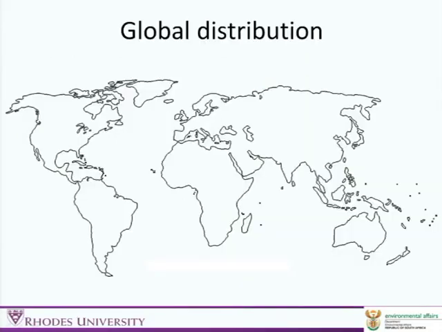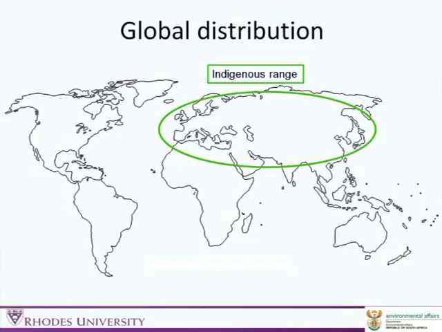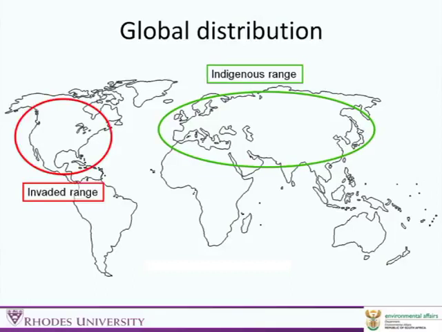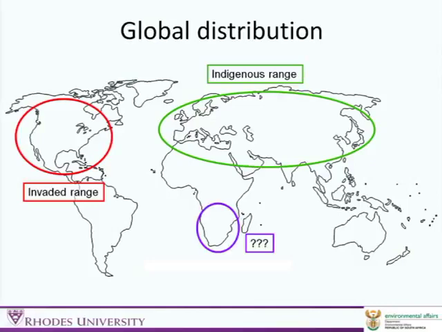So what do we know about it so far? This is the agreed upon indigenous range, which includes Europe, Asia, and some parts of North Africa. We know that this is the invaded range. It was first recorded there in the 1940s. And then we've got the southern African population, which we're just not really sure about.